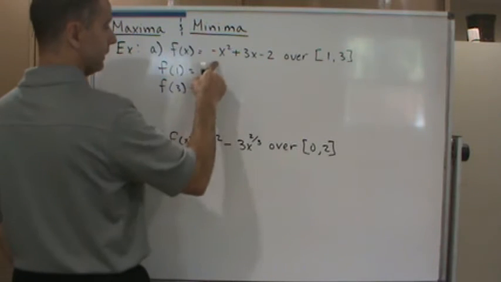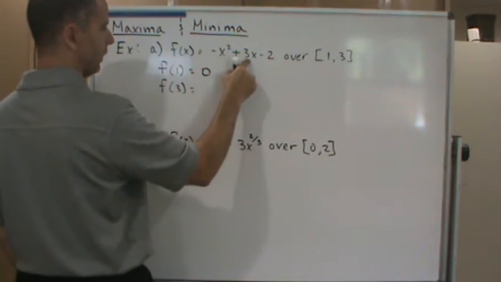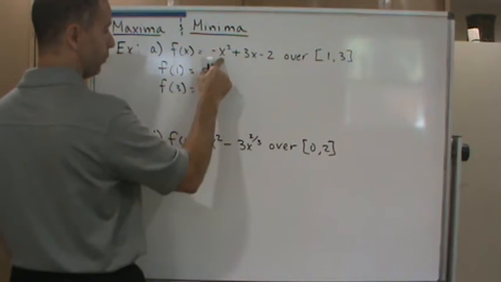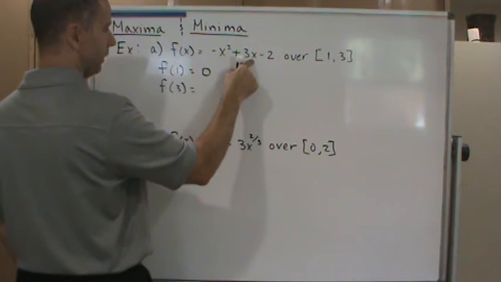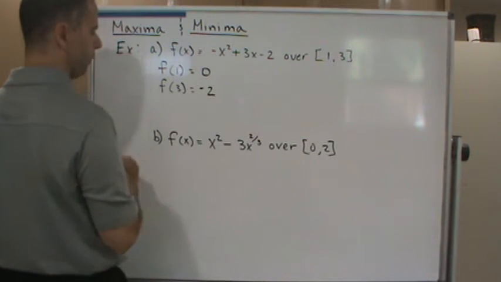So f of 1 is going to equal 0. Okay, right? So this is going to equal 0. And then f of 3 is going to equal negative 9 plus 9, which is 0. So that's going to equal negative 2.